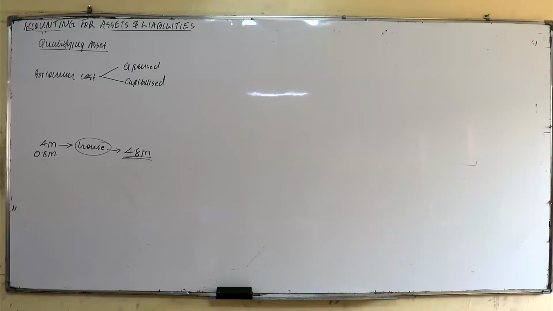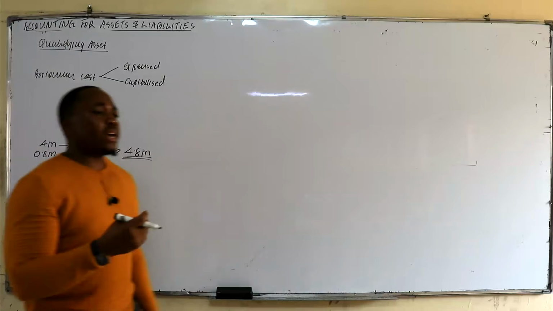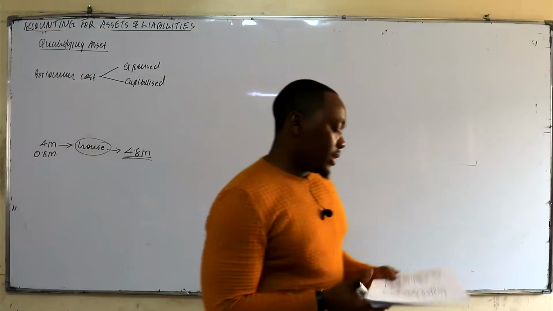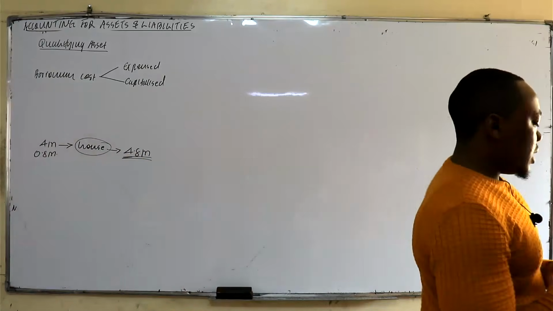Then number two, an entity shall recognize other borrowing costs as an expense in the period in which it incurs them. For example, interest, you capitalize, also you take it to the income statement as part of the interest on borrowing. Good.